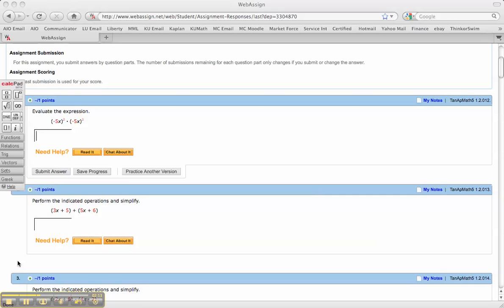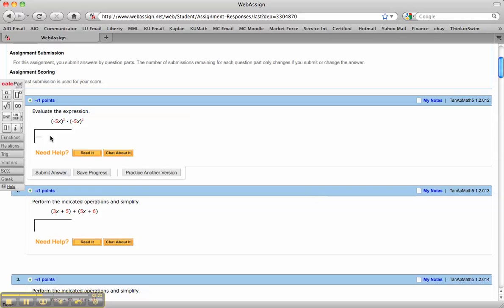You should get for your answer negative 3,125, because negative 5 squared is 25, negative 5 cubed is negative 125. 25 times negative 125 is negative 3,125. And then x squared times x cubed. When you multiply, you add the exponents.